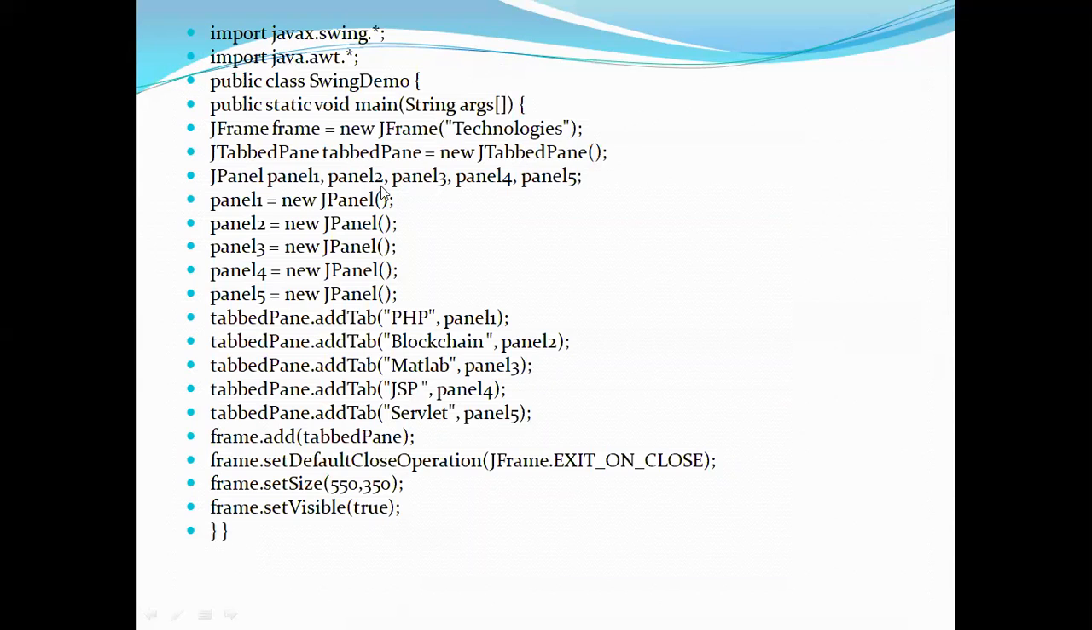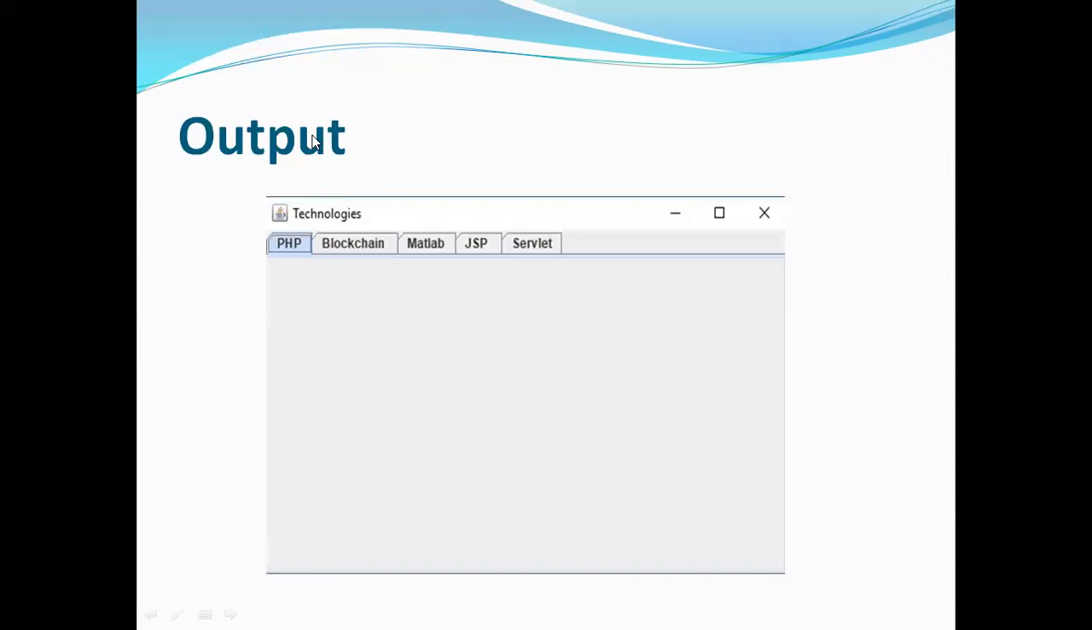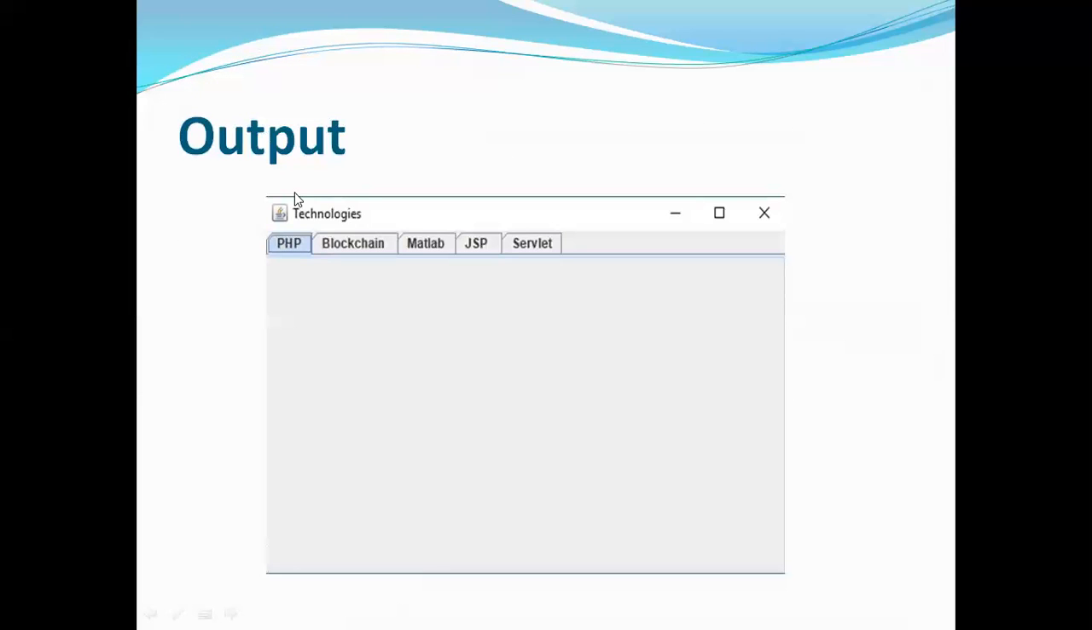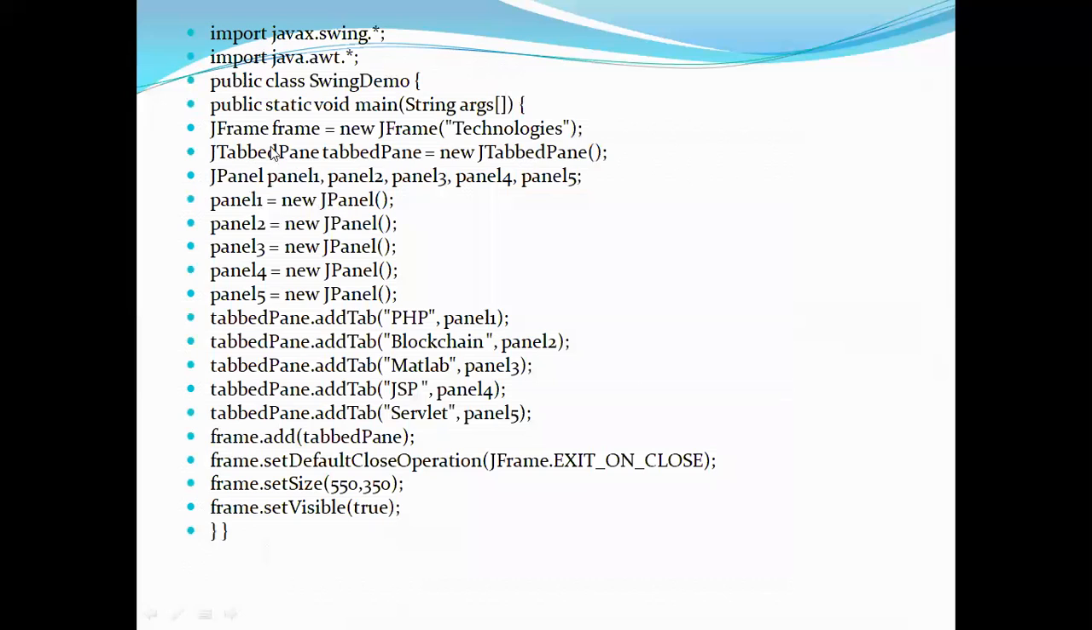Now just see here. So I'm creating a frame. JFrame frame is equal to new JFrame, and the name of the frame is technologies. Then I'm creating the object for JTabbedPane. JTabbedPane tabbedPane is equal to new JTabbedPane, means your tabbed pane object is created. Now, in this tabbed pane, you should mention how many panels you are going to have. That is how many tabs you are going to have.